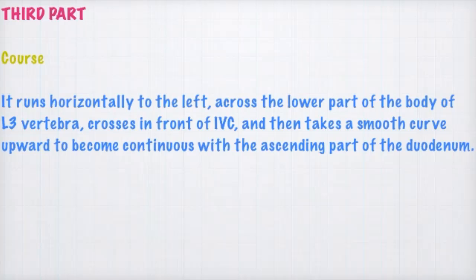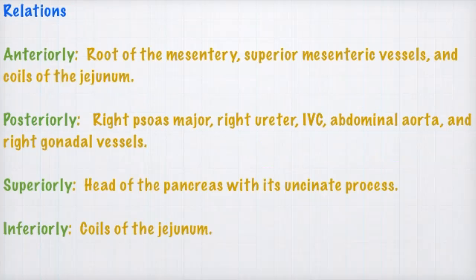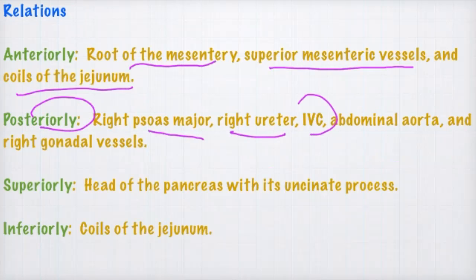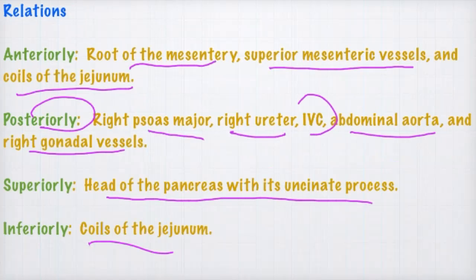Coming to the third part, it runs horizontally to the left across the lower part of the body of L3, crosses in front of the IVC, the inferior vena cava, and takes a smooth curve upward to become continuous with the fourth part of the duodenum. Anteriorly, root of mesentery, superior mesenteric vessels and coils of jejunum. Posteriorly, right psoas major, right ureter, IVC, aorta, and right gonadal vessels. Superiorly, head of pancreas, and inferiorly, coils of jejunum.